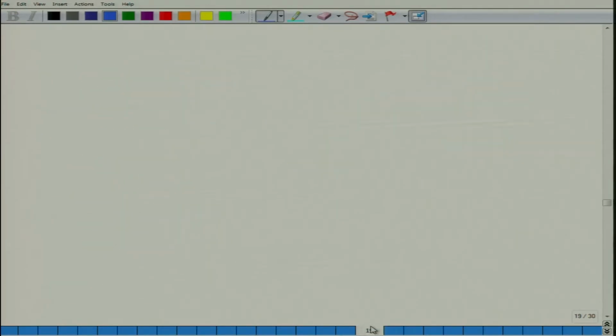Now come to the next, we will solve typical problems one by one. Next is your cantilever footing. Let me draw it, cantilever footing.